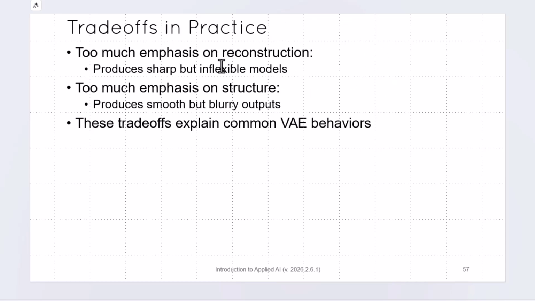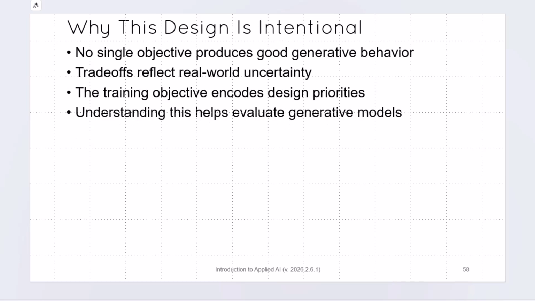Trade-offs in practice. Well, too much emphasis on reconstruction, you produce sharp but inflexible models, and too much emphasis on structure produces smooth but blurry outputs. Blurry doesn't necessarily mean actually blurry, although it could with images, depending on the situation. It just means not really what we wanted. It doesn't really match what we asked for. So those trade-offs explain common VAE behaviors.